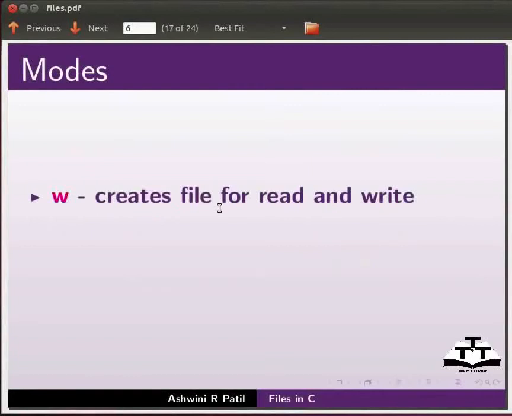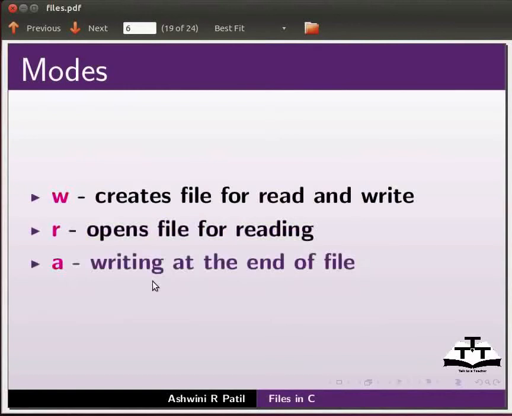w creates a file for reading and writing. r opens a file for reading. a is for writing at the end of the file. Now come back to our program.